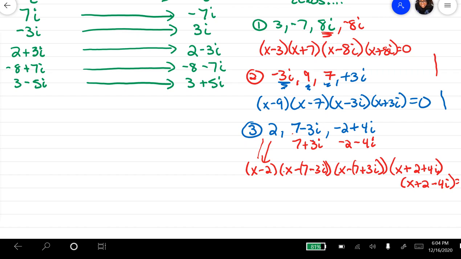But again, you still have to change the sign of that first number, because that's always the opposite when you're putting it into the polynomial.